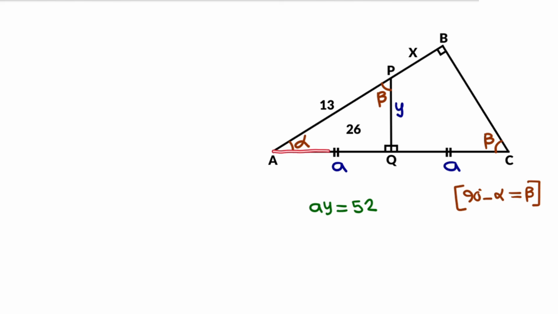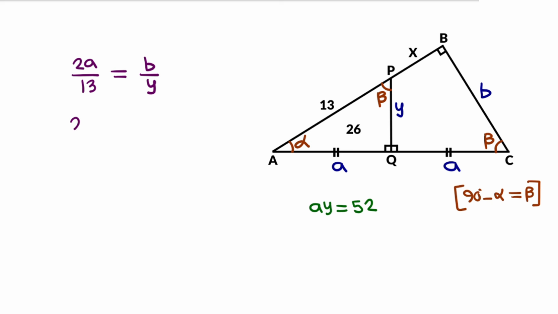The hypotenuse of the large triangle is the entire base AC. But AC is made of two equal pieces, A plus A. So the hypotenuse is 2A. The hypotenuse of the small triangle is 13. Now let's compare the sides opposite angle alpha. In the large triangle, that side is BC. Let's call it B. In the small triangle, the matching side is Y. So we can write 2A over 13 equals B over Y.